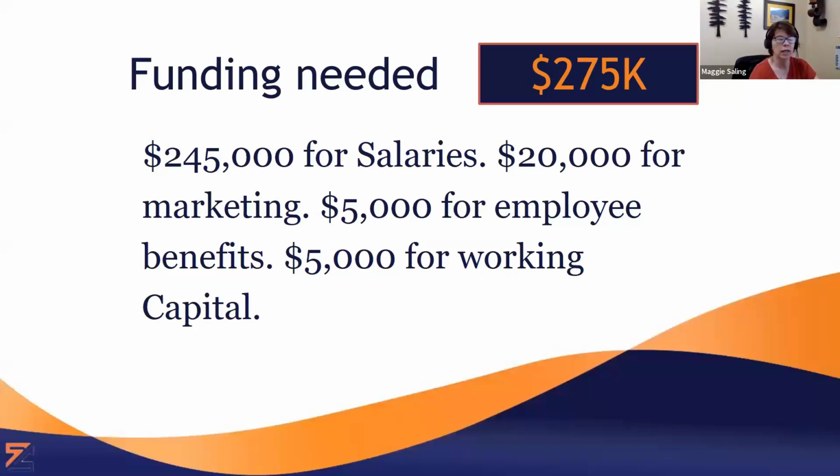Here is another clearer slide. They're looking for $275K. This is very easy to see. They're going to put $245,000 for salaries and $5,000 for employee benefits. So $250K out of the $275K is to pay for people to work. This is generally not going to be looked upon with much favor because too much of it is being spent on developing the product with these salaries rather than increasing sales or marketing.